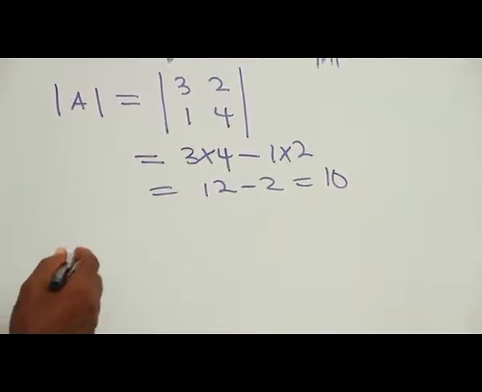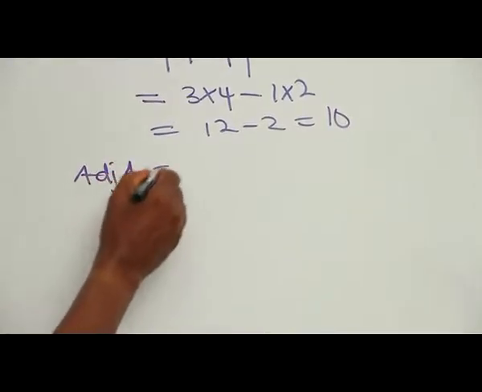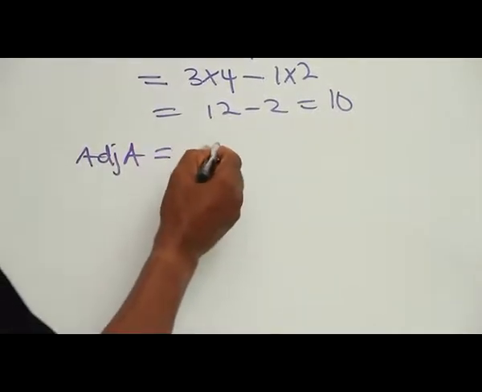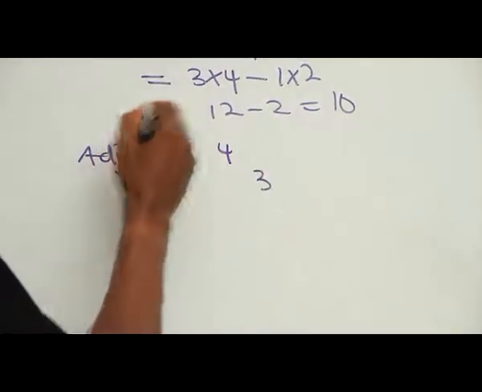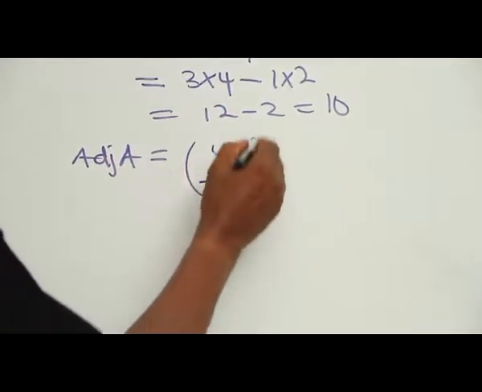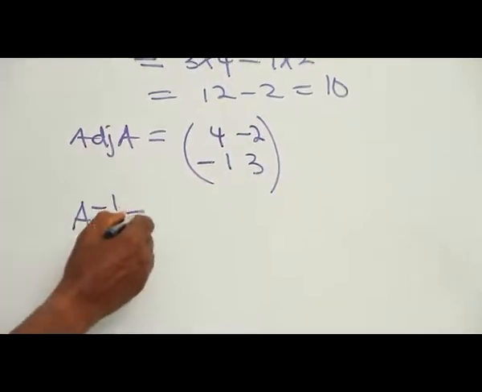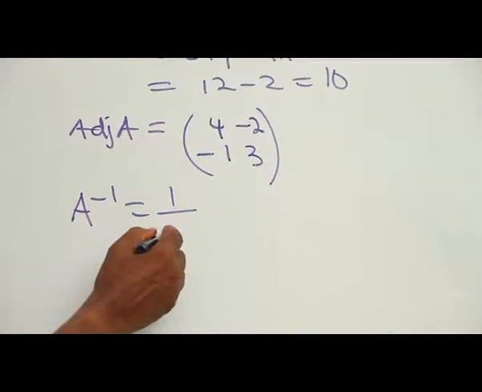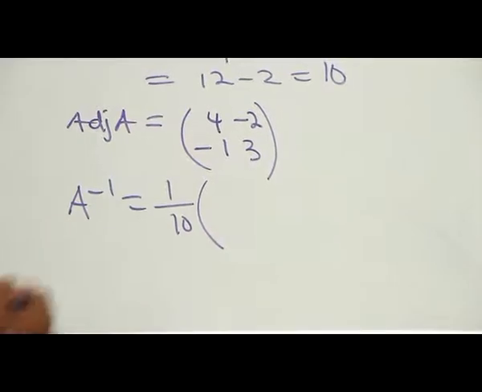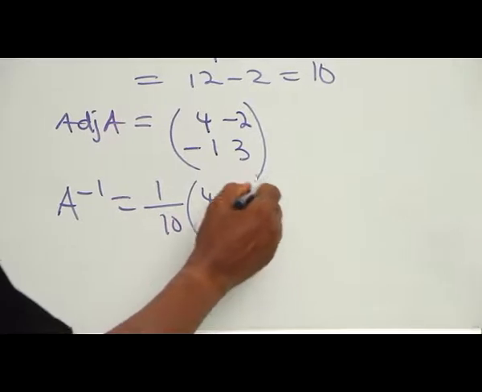Next is to find the adjoint of the matrix A. Adjoint A, as I said, we interchange the main diagonal 4 and 3, and we change the sign of the elements in the other diagonal, and that is what we have. So your inverse A will now be equal to 1 all over 10 into the adjoint of A, which is 4, minus 2, minus 1, and 3.